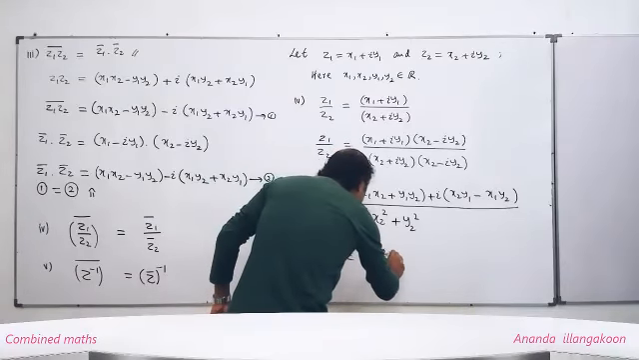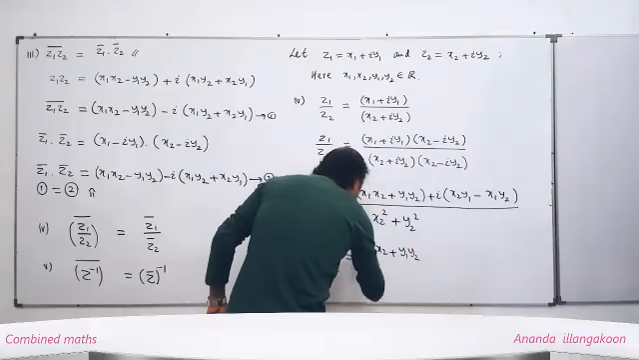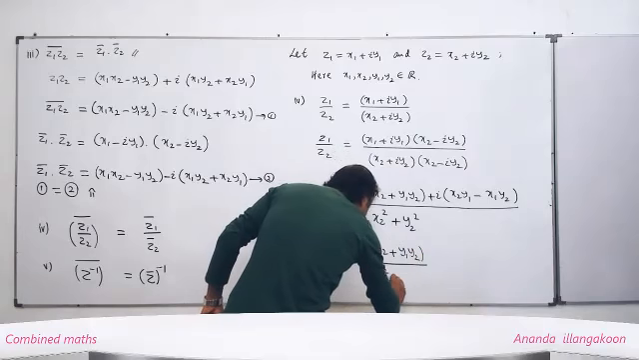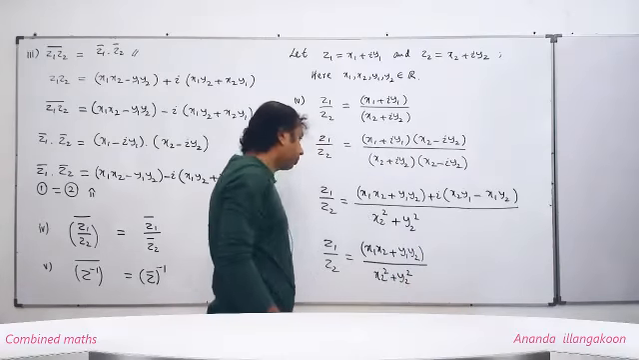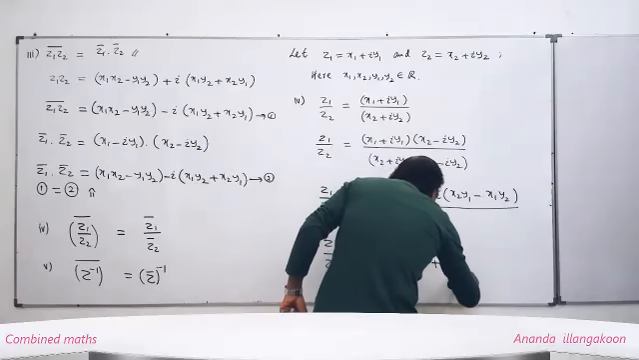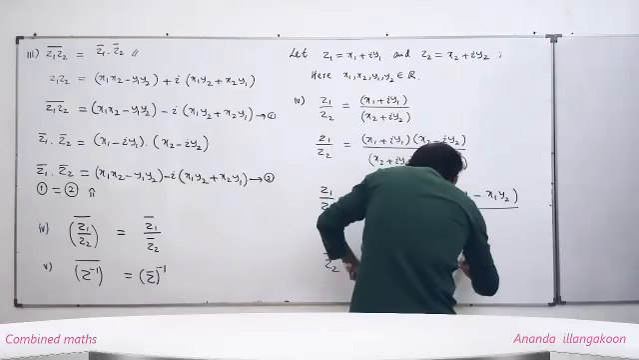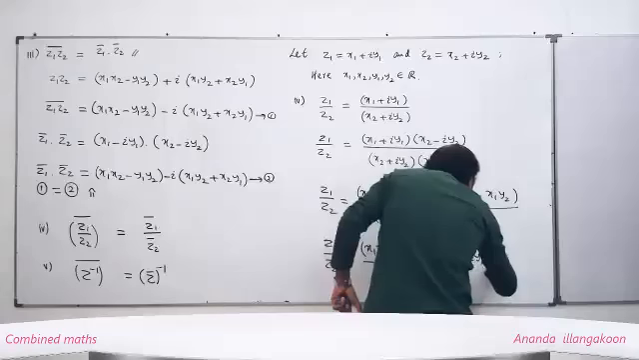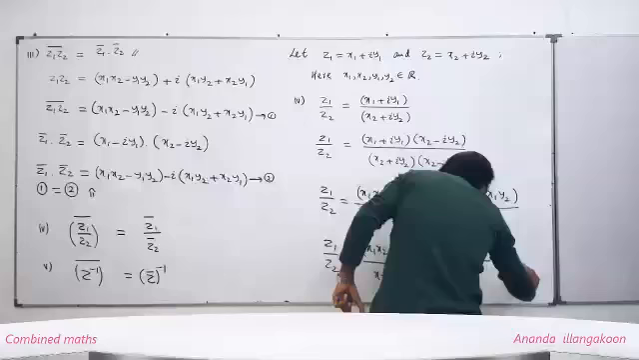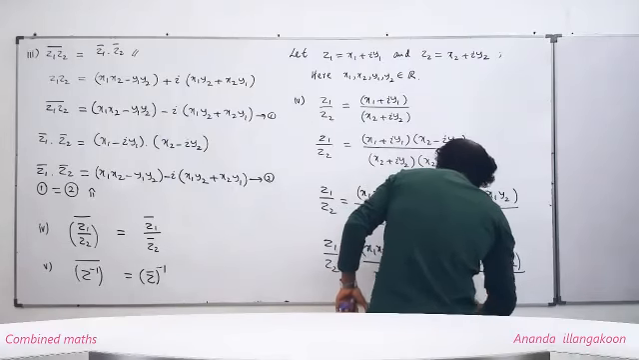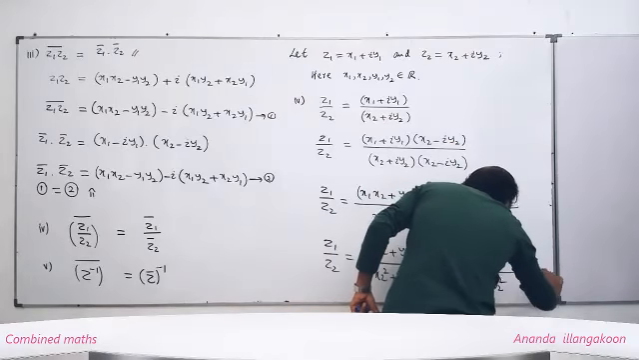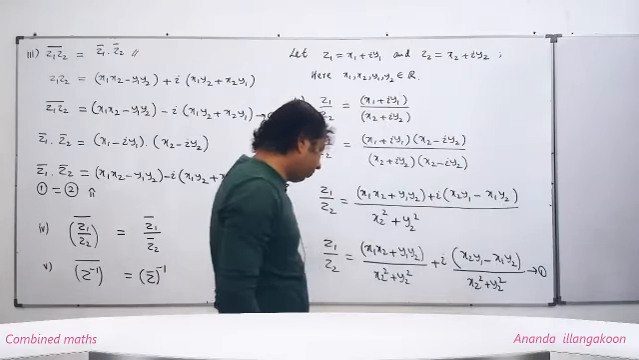Now X1, X2 plus Y1, Y2, divided by X2 squared plus Y2 squared. And here we get plus I times X2, Y1 minus X1, Y2, divided by X2 squared plus Y2 squared. Take this as number 1, people, right?